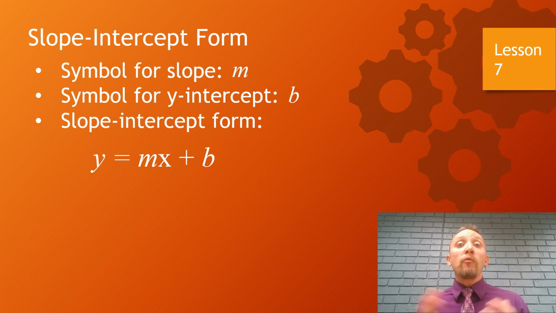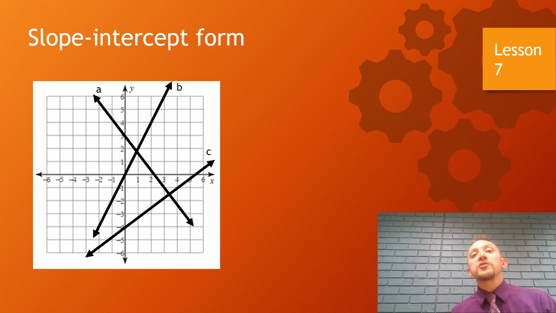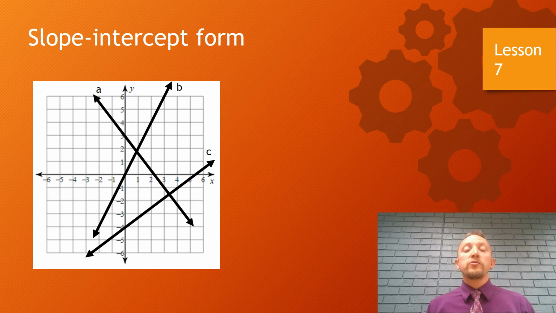Now the x and y will be your variables. You're going to be replacing m and b with the numbers that are your slope and your y-intercept. So let's go back and let's look at these 3 examples. We'll do the first 2 together, and then the third one you're going to do on your own.